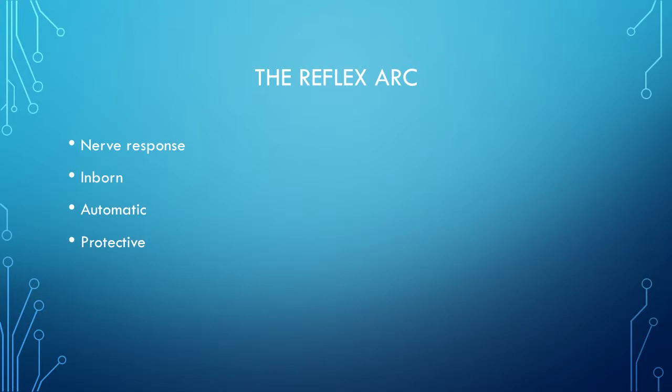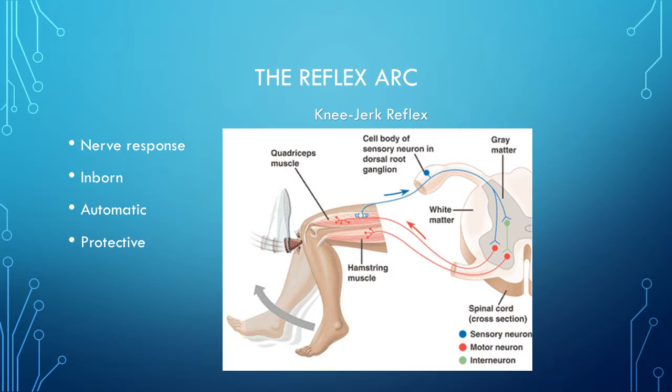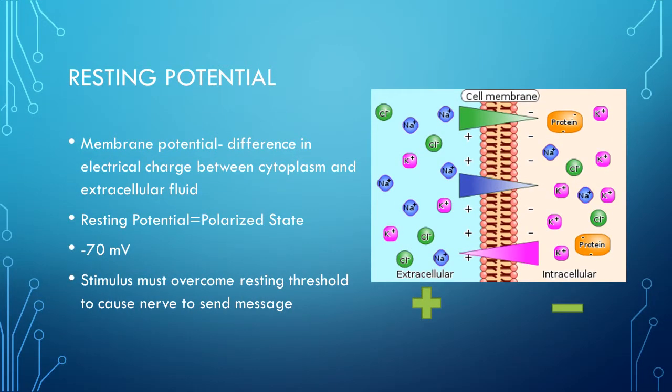Reflex arc. This is inborn, it is automatic, and it is protective. An example of the reflex arc is the knee-jerk reflex. When you go to the doctor and they tap a hammer on your knee, your nerves are going to control your response. The hammer tapping is the stimulus, which will be picked up by the sensory neurons and transferred to the motor neurons, which will cause the muscle contraction. So science is everywhere.